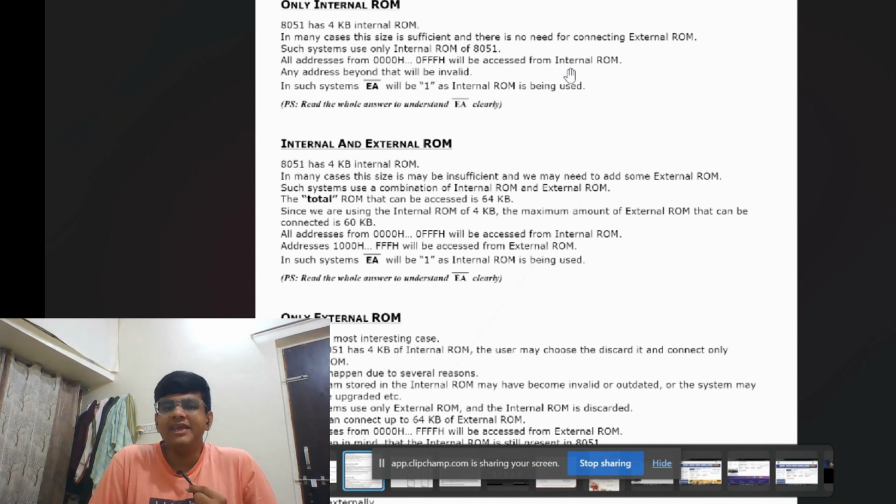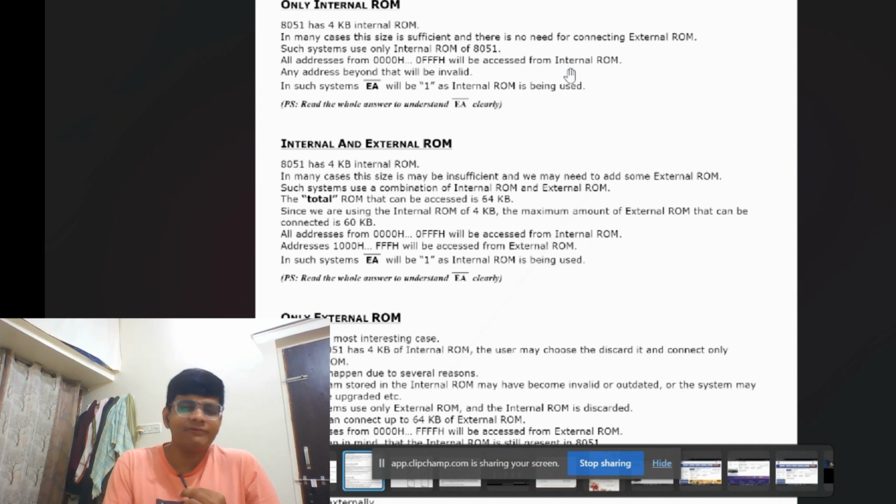Obviously, if you state that EA bar equals 1, and after that you give addresses above 4 KB, above 0FFFH, without external ROM attached, it means external ROM is not attached, so you are giving an address that is out of the range of internal ROM. Then of course the processor will get a headache. Yeah, the processor will get a headache, and it is invalid.